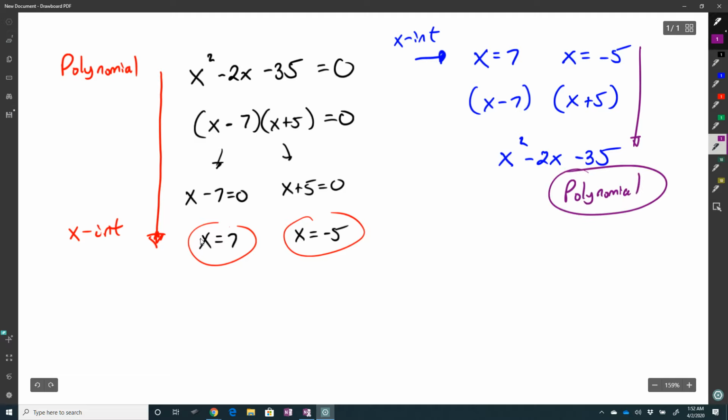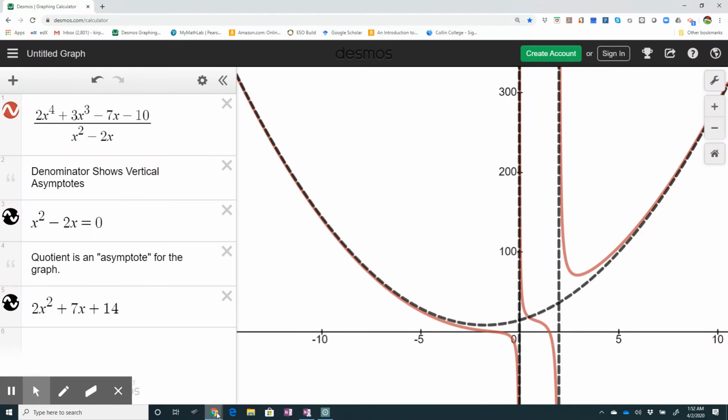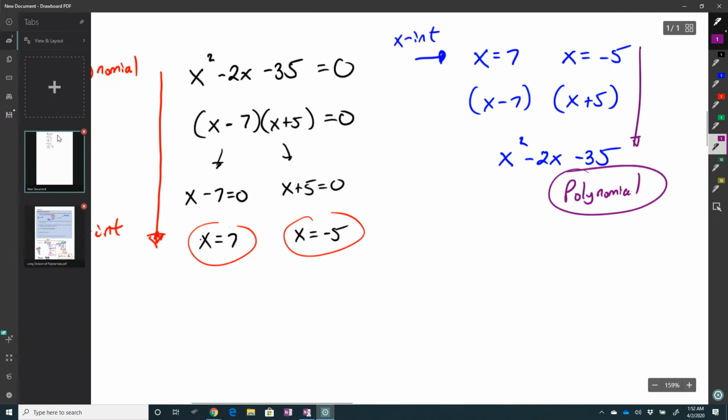And this was a huge theorem back in the day. People were so used to having a polynomial and getting the x-intercepts, but it turns out you can have the x-intercepts and get the polynomial. Anyway, I'll go to Desmos in a bit, but let's go back to the problem.